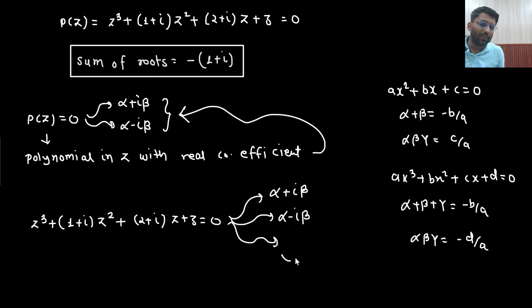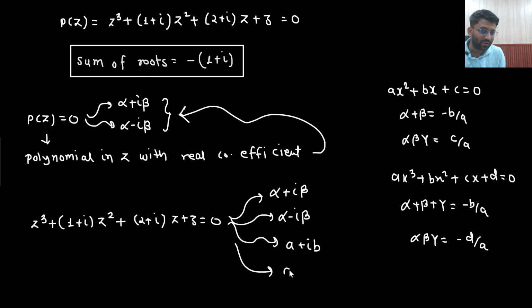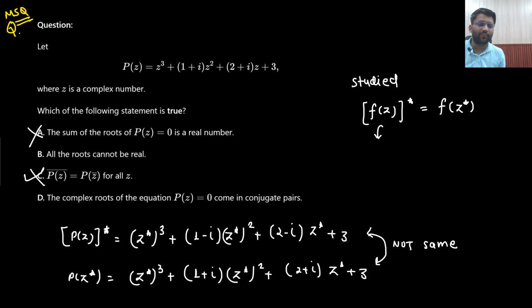The first root is alpha plus iota beta, the other root is alpha minus iota beta. Sir, will the third root be a complex root or does it have to be real? If it is complex, let's say a plus iota b, then the statement would go wrong, no? Because if a plus iota b exists, then a minus iota b should also exist. But that is not possible because it will have a maximum of 3 roots.